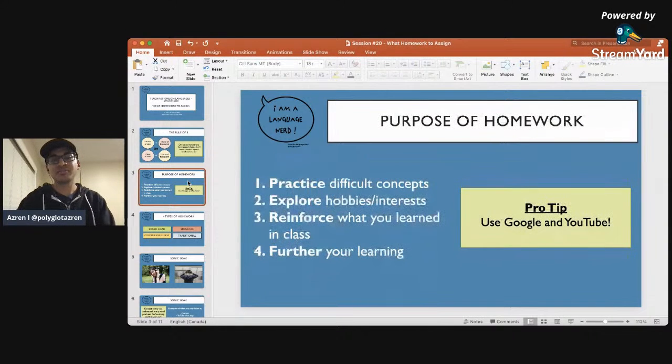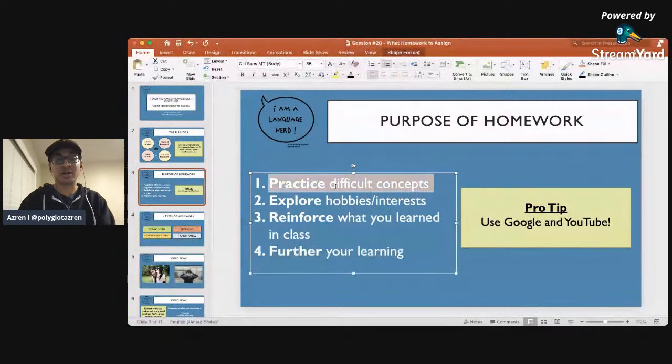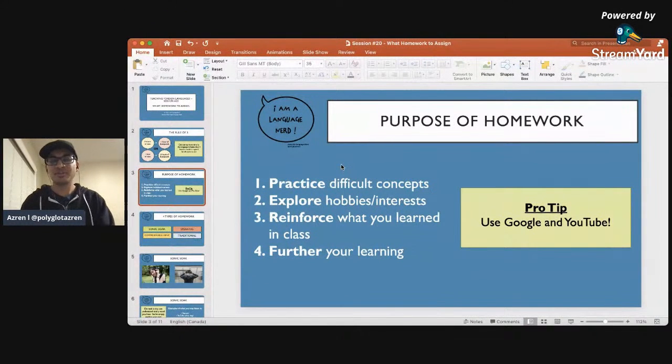Now, I think it's important to look at what the purpose of homework is, because I think some people don't fully utilize homework and their time between classes as effectively as they could. There are 4 different purposes behind homework. The first one would be practicing difficult concepts. For example, maybe you learn something in class and you kind of get it, but you don't fully get it, and your brain's still trying to wrap itself around how something works. Something that you learned, and it's not fully setting in your mind. Maybe it's grammar, maybe it's how to pronounce something.